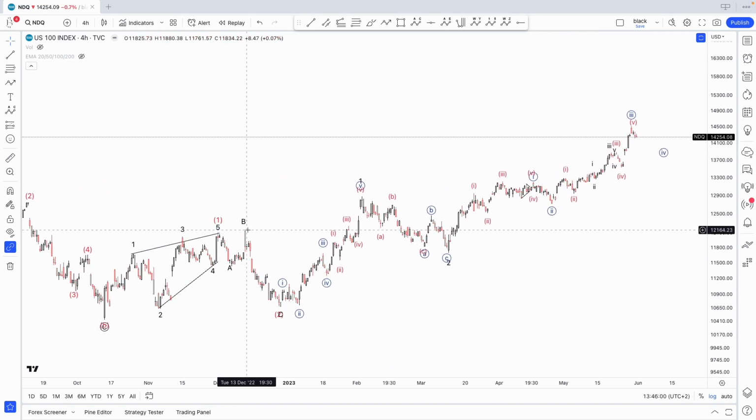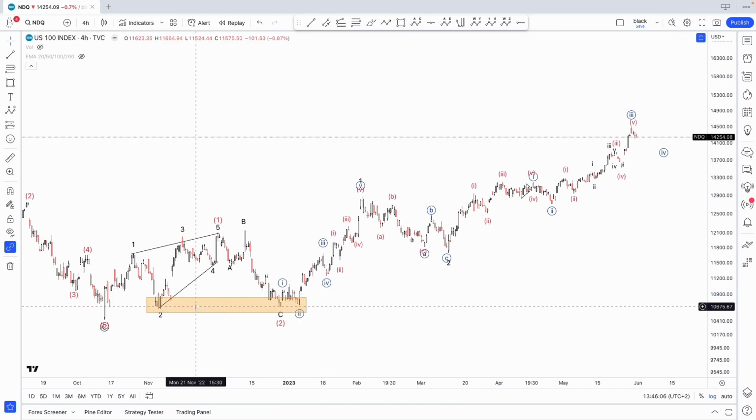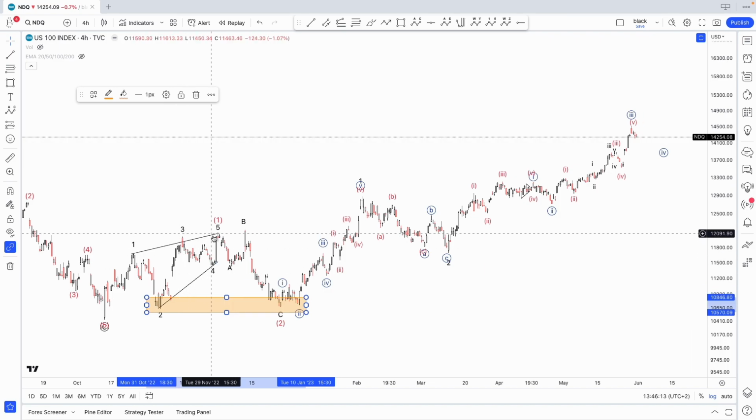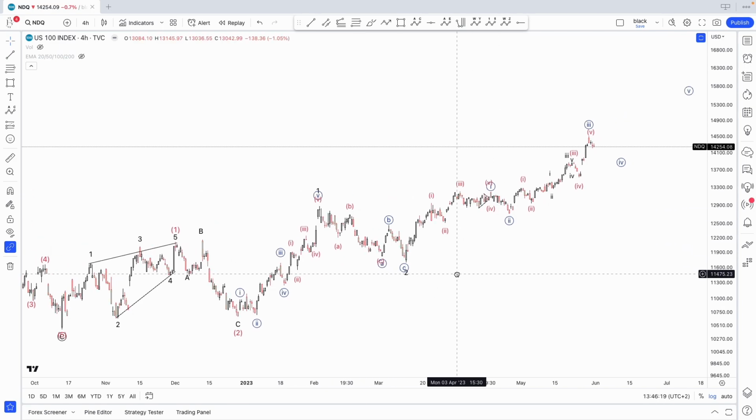Okay, 3 waves down into wave 2. We did find support near the wave 2 of the diagonal, a very common thing that happens after a diagonal, to find support on the wave 2 of the diagonal. And then another 1 and 2.